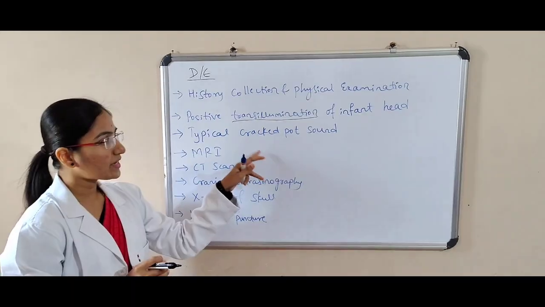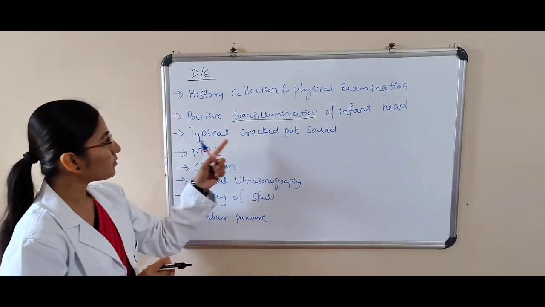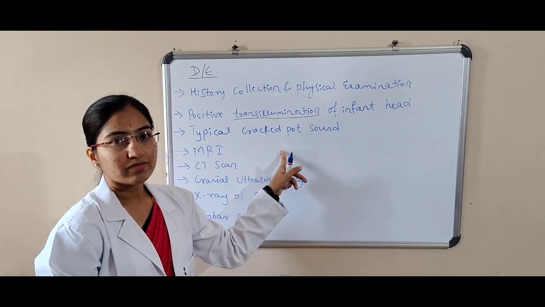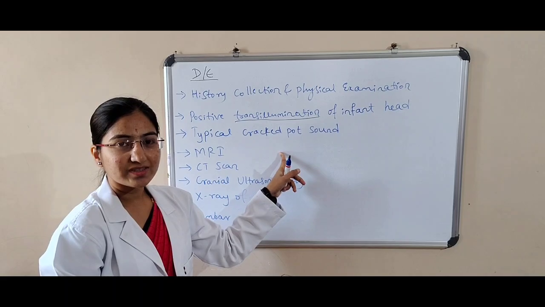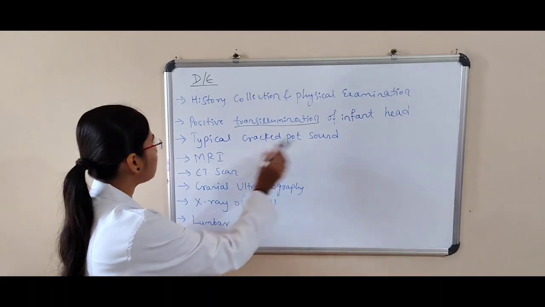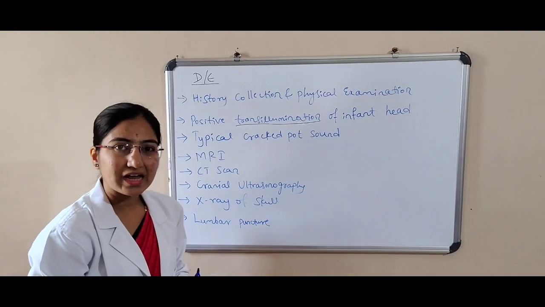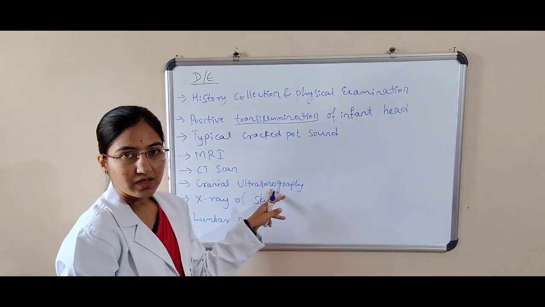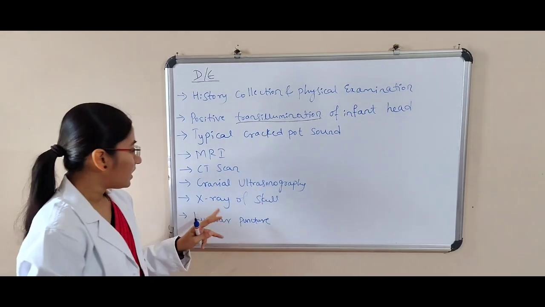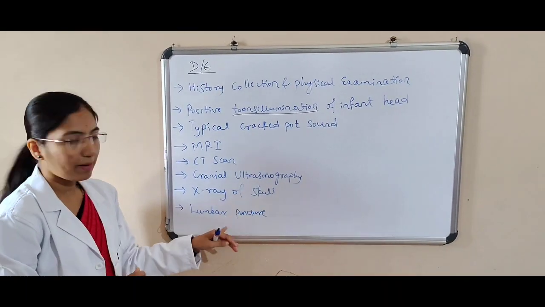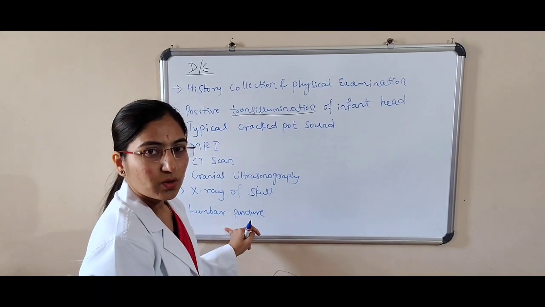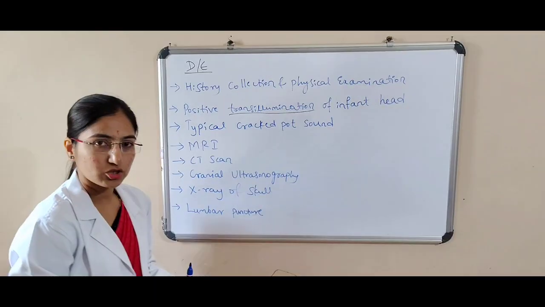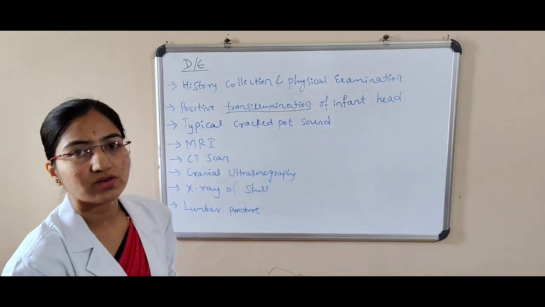And next, typical cracked pot sound of the skull bone. As I have explained earlier in the clinical manifestations, that is Macewen's sign, the typical cracked pot sound of the skull bone. And then MRI, CT scan, and cranial ultrasonography, USG of cranium, and then X-ray of the skull, and then lumbar puncture. Here, spinal tap, we are going to draw the CSF for lab testing. That is lumbar puncture. These are the diagnostic evaluations for hydrocephalus.